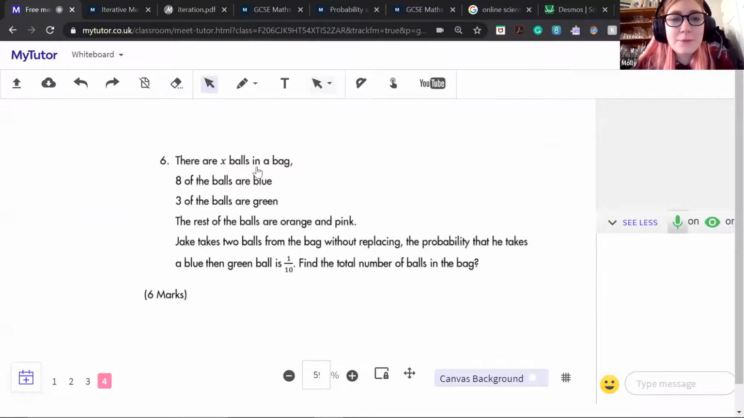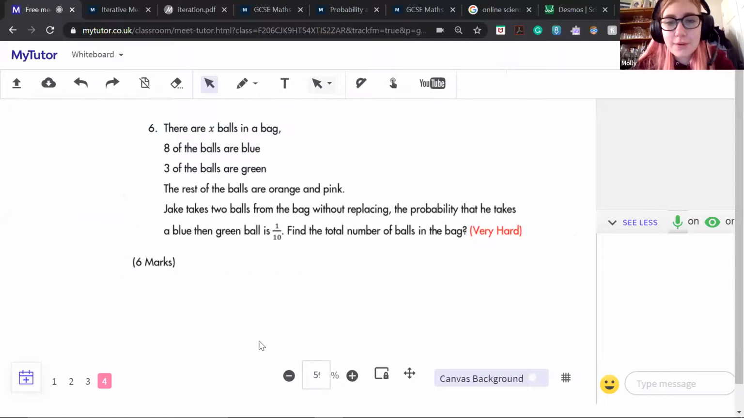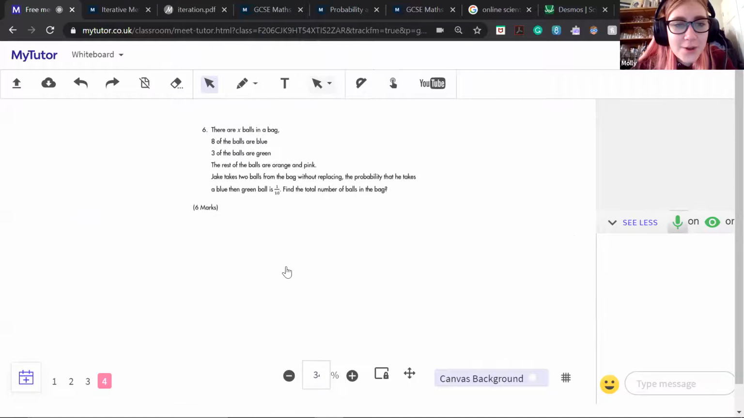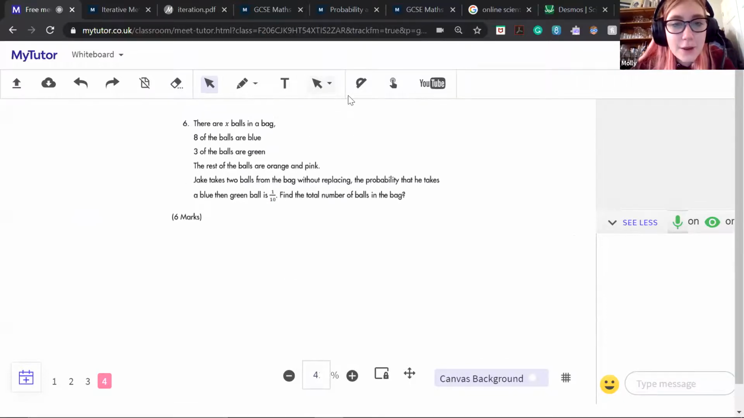So there are X balls in a bag, which, you know, already should probably strike fear through you. 8 of them are blue, 3 are green, and the rest are orange and pink. We don't know about the numbers there. So Jake takes 2 balls from the bag without replacing them. So this is dependent probability. And the probability that he takes a blue ball and then a green ball is 1/10. So we want to find out the total number of balls in this bag, this X.